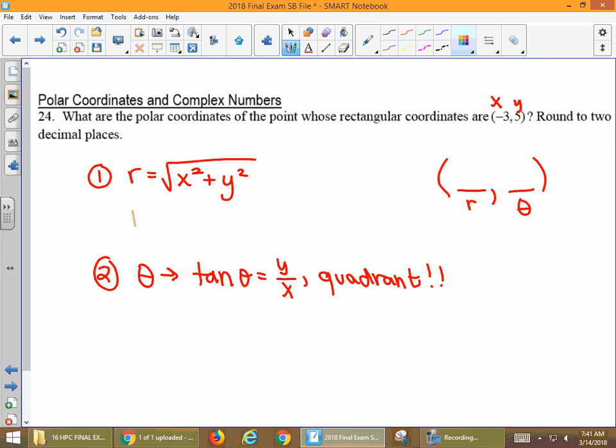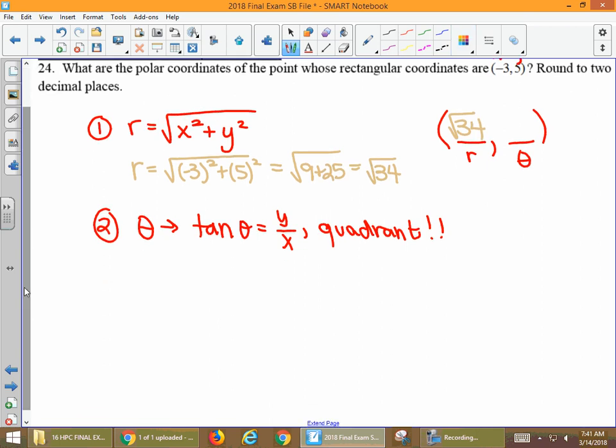So for this problem, r is the square root of -3 squared plus 5 squared, and that is 9 plus 25. So that is the square root of 34. And then here, tangent. Here our y is 5 and our x is -3. We are going to need to use our calculators on this one, so I'm going to pull that up.